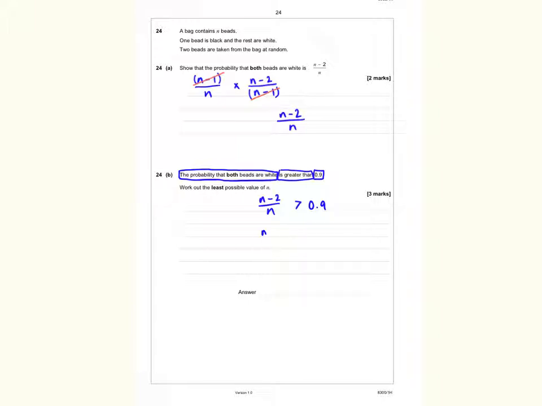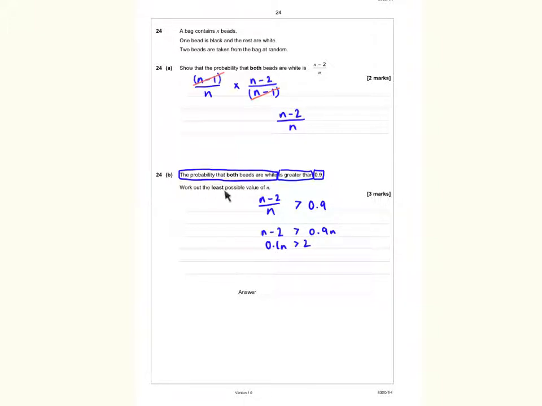We've got n take away 2 is more than 0.9n. Now, if I was to add 2 to both sides, and I was to take away 0.9n from this side and from that side, I'm going to be left with 0.1n on this side. So 0.1n is more than 2. This is where you get your second mark, actually. Okay. Now, if you rearrange this and find what n is greater than, that's not a mark yet.